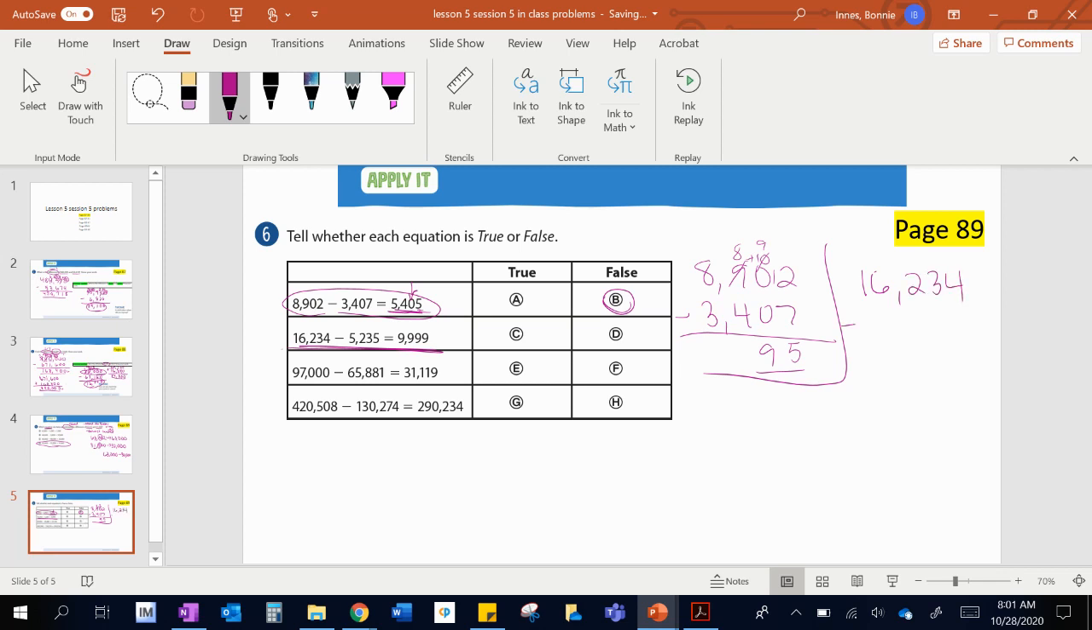16,234 minus 5,235. Remember, I'm subtracting, not adding. 4 minus 5 I can't do, so I'm going to regroup. 4 plus 10 ones, which is 14. 14 minus 5. So 14, 13, 12, 11, 10, 9. I'm going to stop, look at that first number. It's a 9. That doesn't help me. 2 minus 3, well, I can't do that. So I'm going to go 2 becomes a 1. This becomes 12. 12 minus 3 is 9. All right, that doesn't help me because that second number is a 9. I'm going to keep going.